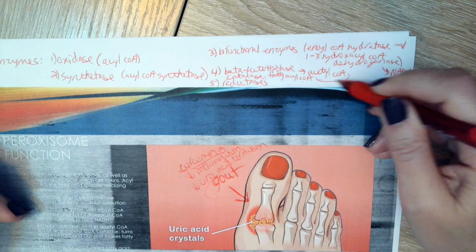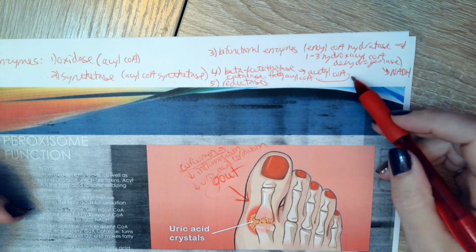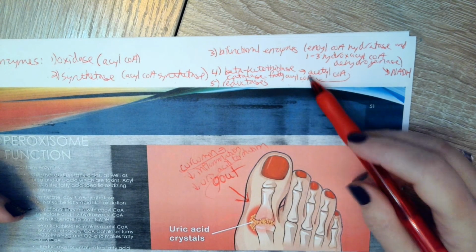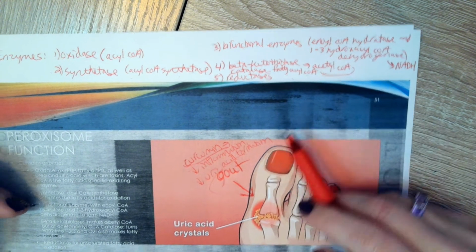Now, where is the acetyl-CoA going to go from the peroxisome? We'll think about that in a bit, because we don't have mitochondria on the peroxisome, obviously. It's not a mitochondrion at all. So we can't just do the Krebs cycle on it. So we need to think about where that acetyl-CoA is going to go.